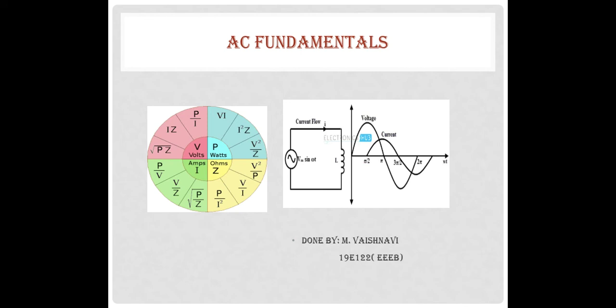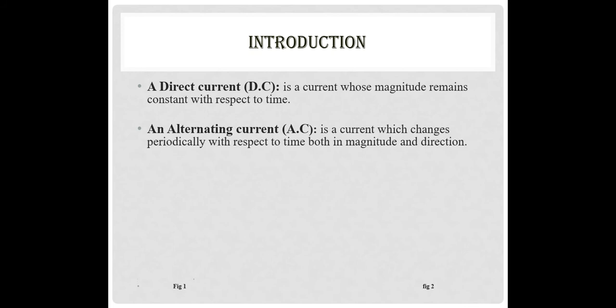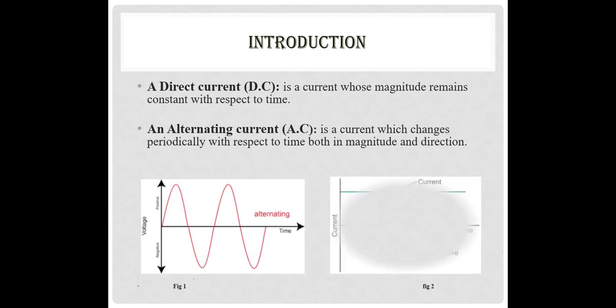So over here we are first starting with the introduction, as we know, what is a direct current and what is an alternating current. Direct current is one whose magnitude does not change with respect to time, and alternating current is nothing but one whose magnitude and direction change periodically with respect to time.